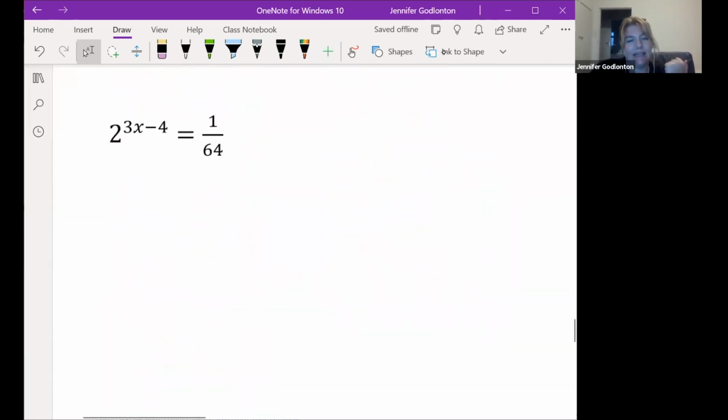All right, next one. I want you to solve for x, please. Think of the same rules. We need them to have the same bases. Once they have the same bases, then our exponents can be the same.